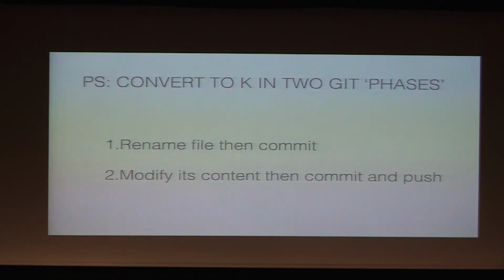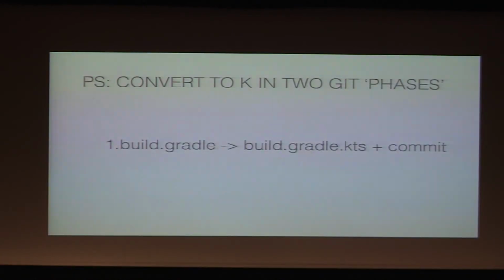Because if we're not doing that in 2 phases, Git doesn't understand that we changed the same file. And then we lose our history, our log history, which is really annoying. So by doing it that way, we can keep our history, and still have our changes made. So the build.gradle will be renamed build.gradle.kts, committed. Then we're going to modify the content and then commit and push. So I think this is a nice way to keep the log here.